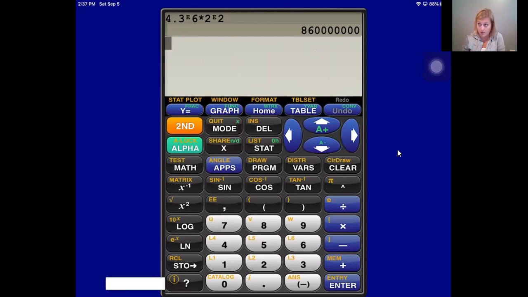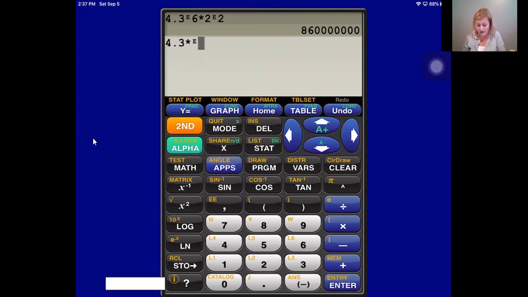So again, a lot of people go 4.3 times E, and you don't need that times. Please don't hit that times, okay? So that should help you figure out how to do math with scientific notation on your calculator when you're multiplying.